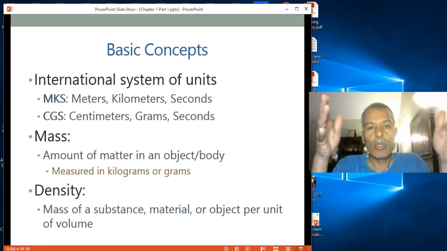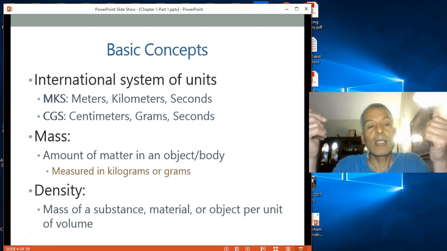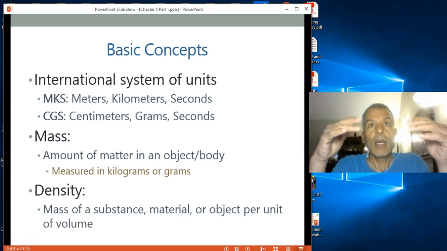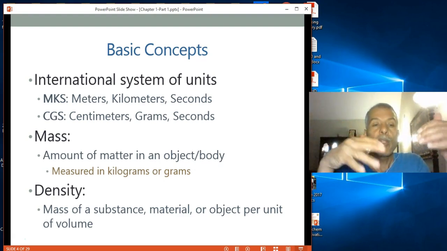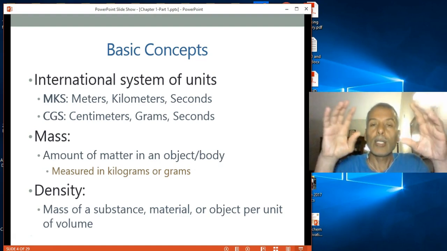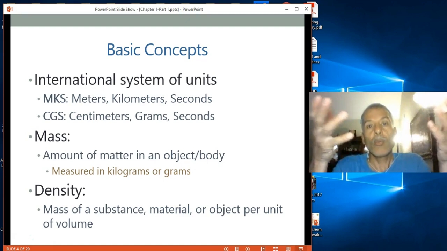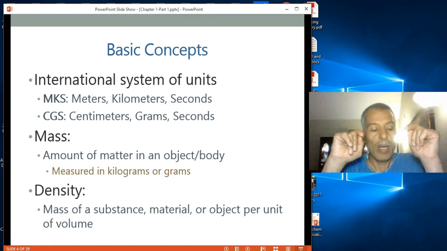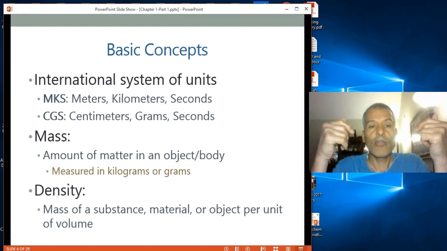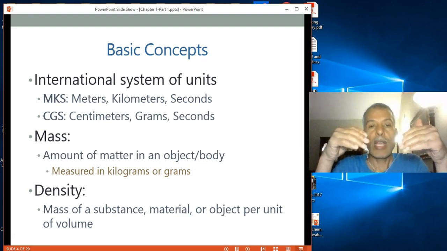So the system that we use in science, the international system of units, is meters, kilometers, and seconds. And then on a smaller scale, we are going to use centimeters for distance. As I mentioned, 100 centimeters equal 1 meter, and 1,000 meters equal 1 kilometer. Then grams are weight, and if you would like to see how much 1 gram is, a penny is equal to 2.5 grams. The bigger unit for a gram is the kilogram. A kilogram has 1,000 grams.